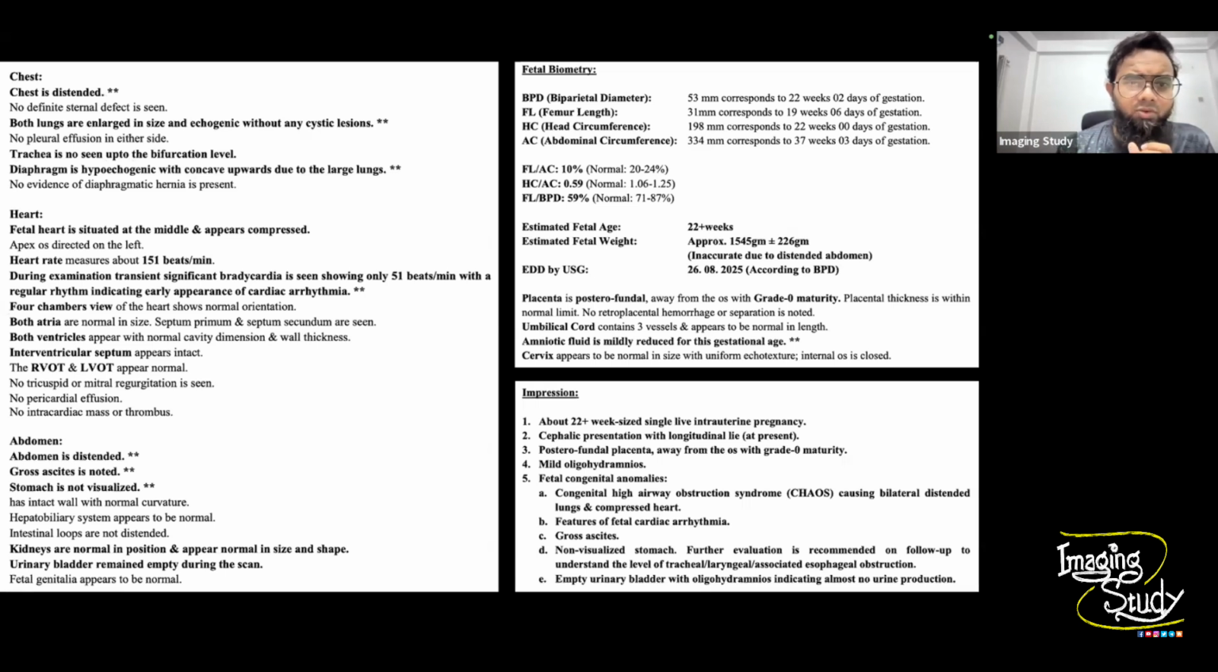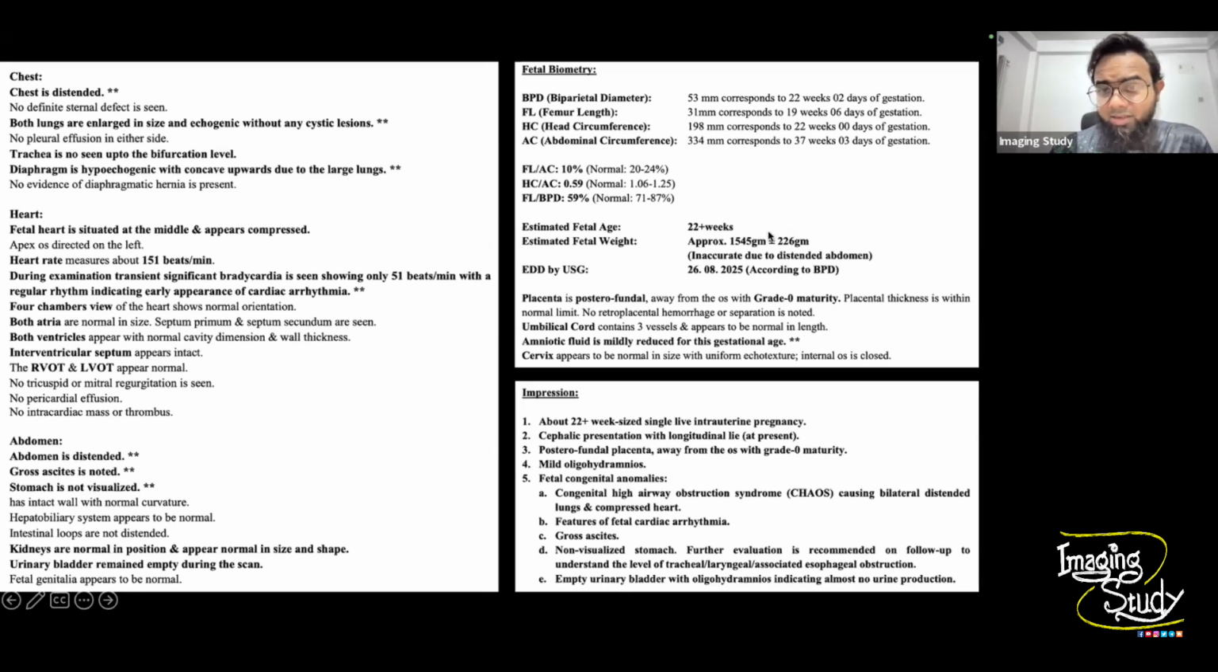And the diaphragm is concave upwards, or you can say it is everted. That is the easiest word. So the fetal heart is in the middle and it is compressed. We saw significant bradycardia of 51 beats with a regular rhythm, indicating the early appearance of cardiac arrhythmia. There was no other abnormality found. The abdomen is distended with gross ascites, and we couldn't find any stomach here. The kidneys look quite normal, but the urinary bladder remained empty during the scan.